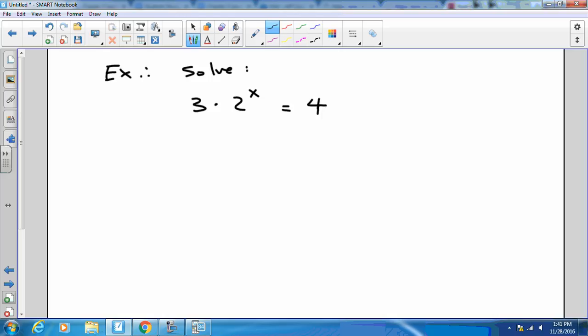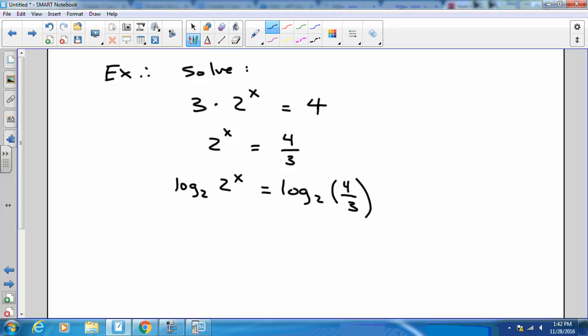Suppose we have some equation such as 3 times 2 to the x equals 4. Then I can solve this equation by first isolating the exponential, dividing both sides by 3, and then undoing the exponential with the appropriate base log. These cancel, and I get x. Correct?